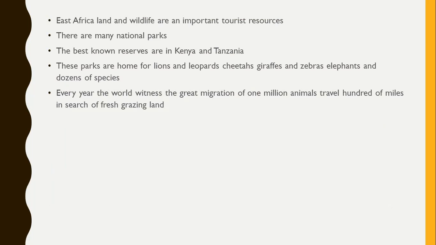East Africa also is a land of wildlife. They are very important tourist resources. We have many national parks, which are the best known reserves in Kenya and Tanzania. These parks are home to lions, leopards, cheetahs, giraffes, zebras, elephants, and dozens of species. Every year, the world witnesses the great migration of 1 million animals which travel hundreds of miles in search of fresh grazing land. This is the end of the physical features of East Africa.